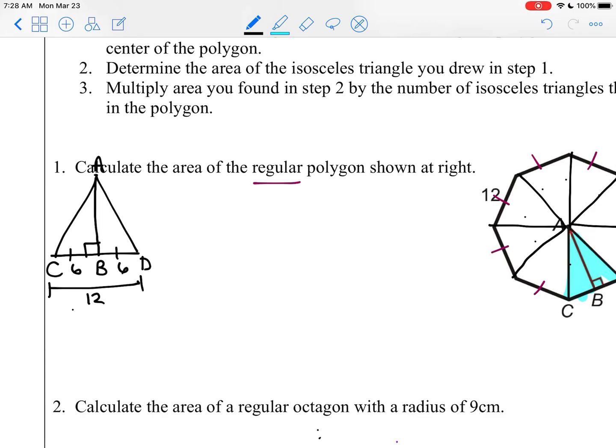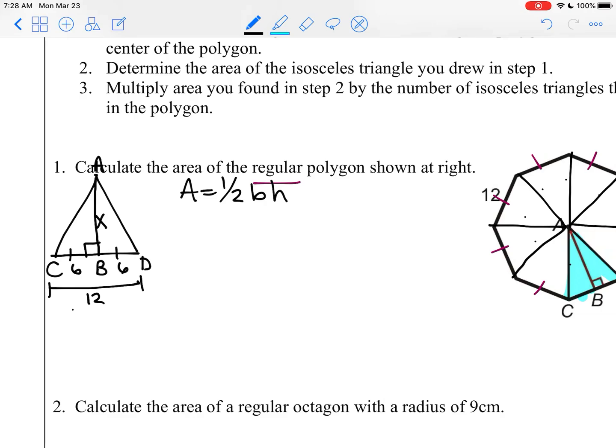Now if you remember, the area of a triangle is 1/2 base times height, or also you could look at it as base times height divided by 2. It does not matter. So we already have the base, and that's 12. Now we need to find the height. So that would be right here. That's the apothem, and I'm going to mark that as x.